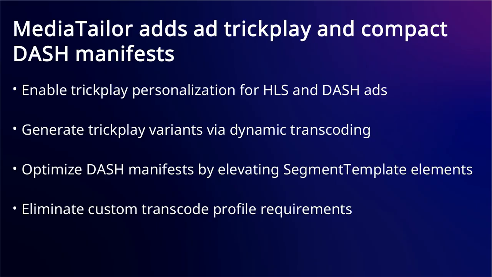Streaming platforms with trickplay navigation require advertisements to include matching trickplay variants and image streams that align with origin content specifications. Without this alignment, viewers experience inconsistent playback when fast-forwarding or rewinding through ads. Previously, you needed custom transcode profiles to achieve this, adding complexity to your workflow. You can now enable trickplay personalization for both HLS and Dash ads through dynamic transcoding, ensuring advertisements include trickplay variants that match your origin content.